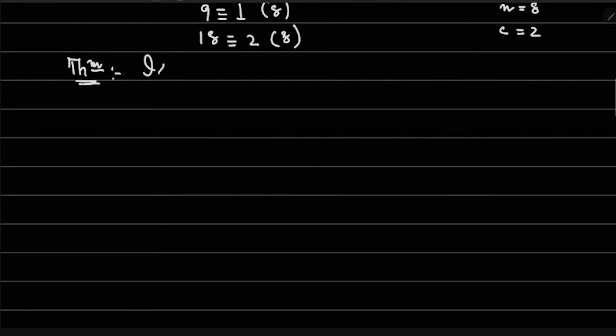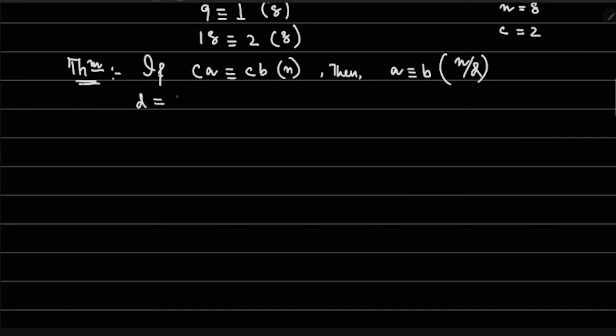If CA is congruent to CB mod n, then A is congruent to B mod n by D. Now, what is D? D is the GCD of C comma n.